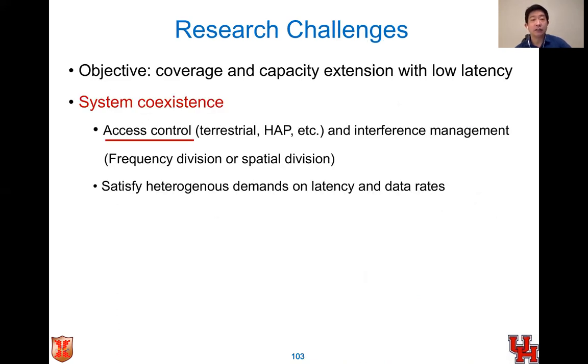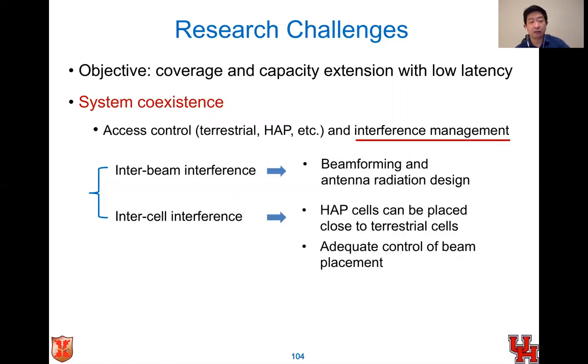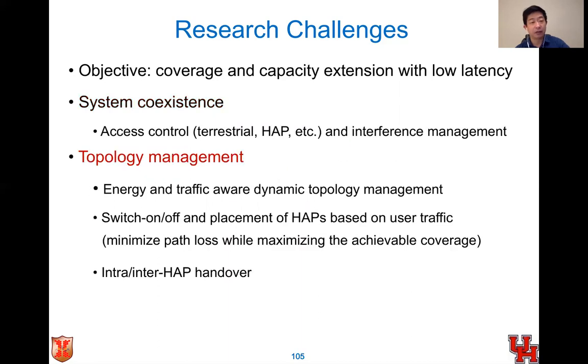And for research challenges, it's coverage and capacity extension. So we have access control, terrestrial and HAP, etc. for interference management. And also we have beamforming for inter-beam interference and inter-cell interference, so how could we optimize it? And also topology management. We have energy and traffic aware dynamic topology management. We can switch on and off, and also handover between the HAPs.